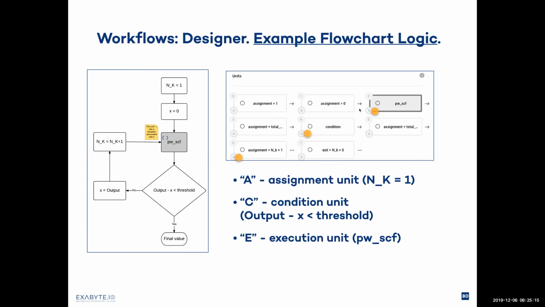However, the important concept here is that there are multiple different types of units. Like A corresponds to the assignment units, like number of key points is equal to 1. C corresponds to the condition unit here. Condition, we will decide on branching and where to go after the condition unit. And the E stands for the execution unit, or PWSCF calculation, as shown here.